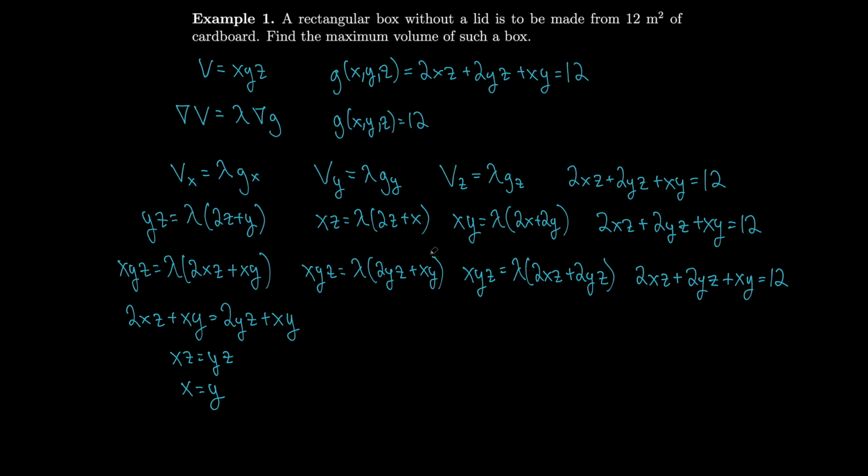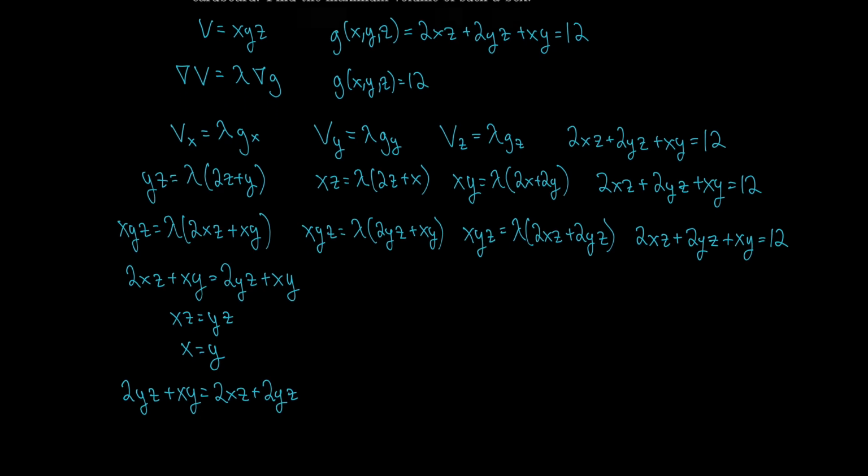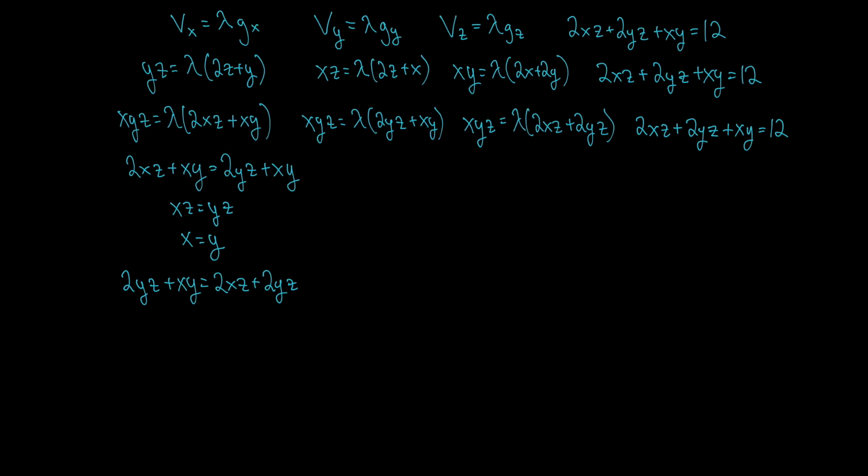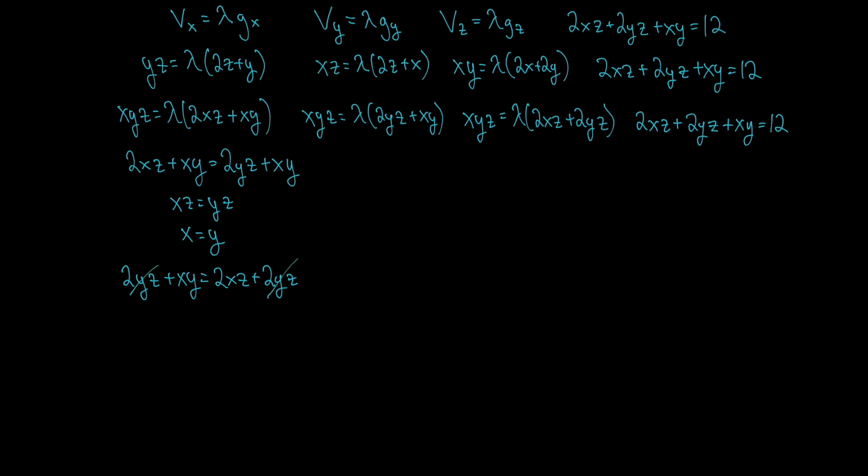How about we now set this equal to this? As before, lambda is not 0, so I can divide by it. So I'll get 2yz plus xy is equal to 2xz plus 2yz. And then notice there's a 2yz on both sides, so I'll just cancel that. And I'll just end up with xy equals 2xz.